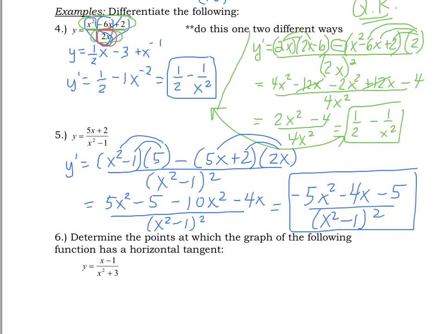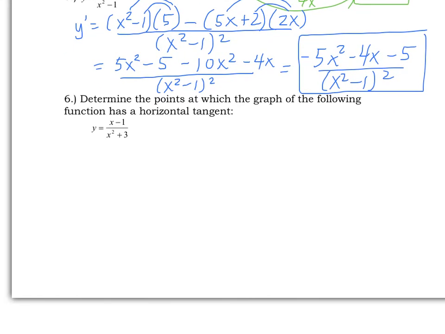One more example. We have a question here where we are looking to determine the points. Now what's implied there is the coordinates at which the graph of the function has a horizontal tangent. So if we're talking about a horizontal tangent, that's a situation where the slope is 0. In other words, the derivative is 0. So we need to set f prime of x equal to 0 and solve.